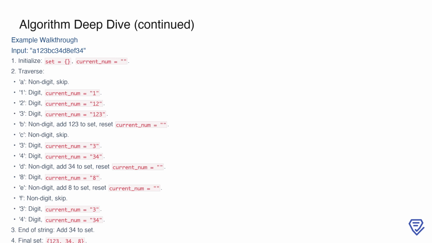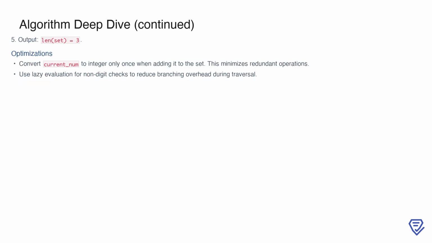This process continues for the rest of the string. For instance, we build 34 after encountering the digits 3 and 4, and add it to the set when we hit a non-digit. Similarly, 80 is added to the set when we encounter the non-digit F. At the end of the string, we ensure any remaining number, like the final 34, is added to the set. The final set contains the numbers 123, 34, and 80. Finally, the size of the set, which is 3, represents the count of distinct integers in the string.